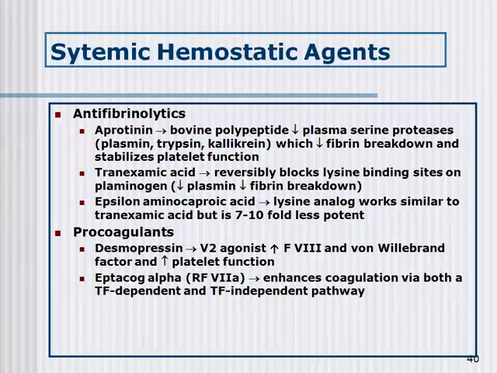The procoagulant drugs: desmopressin, specifically, is a vasopressin 2 receptor agonist, which increases clotting factor 8 and von Willebrand factor, and also increases platelet activation. And then we've already talked about eptacog alpha, which is recombinant factor 7, which increases coagulation both via tissue factor and tissue factor independent pathways. So both sides of the clotting cascade.